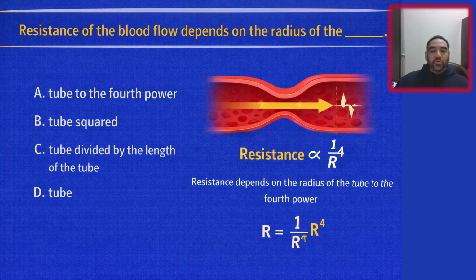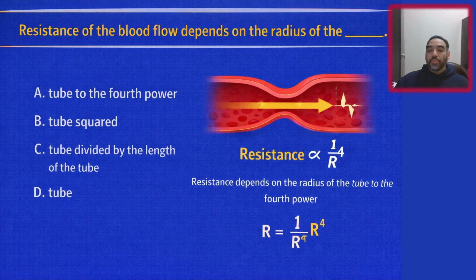So B says tube squared, and that's a big no. It's not squared. If it were squared, changes in radius would matter, but not nearly as dramatic, right? So the fourth power makes radius the most powerful factor affecting resistance, and this underestimates how strong the radius effect really is.